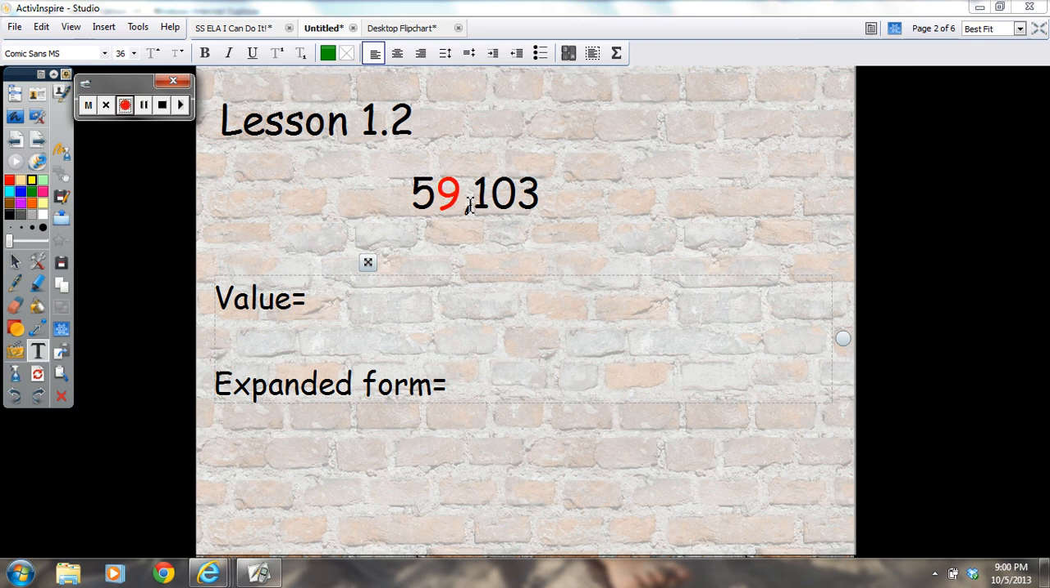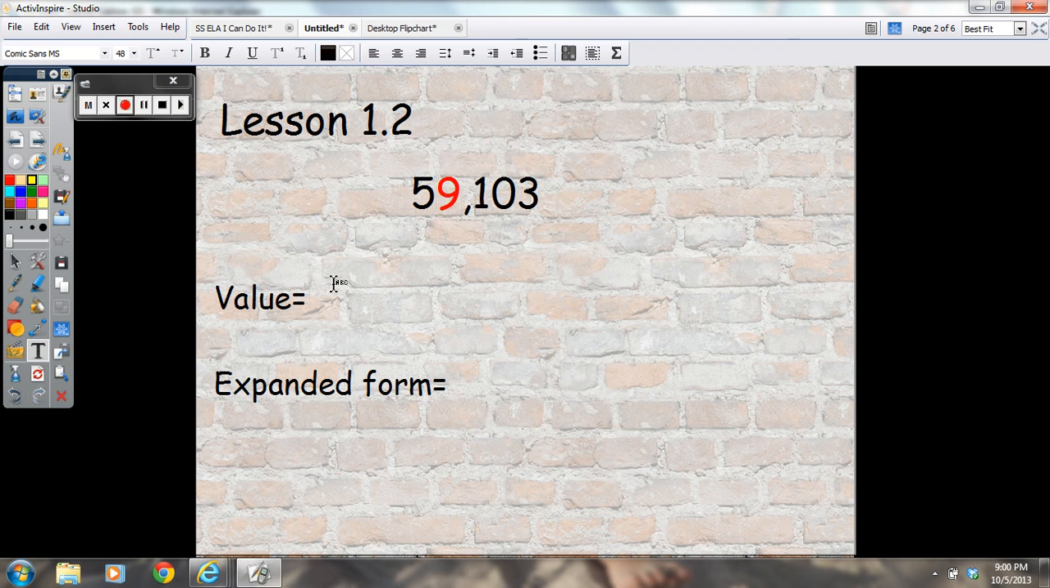Alright, we know our places. This is our ones place, we have our tens place, and our hundreds place, which is all in that ones period. And then our next period is the thousands period. So this is the 1,000s place, and this is our 10,000s place. So this 9 is located in the 1,000s place.